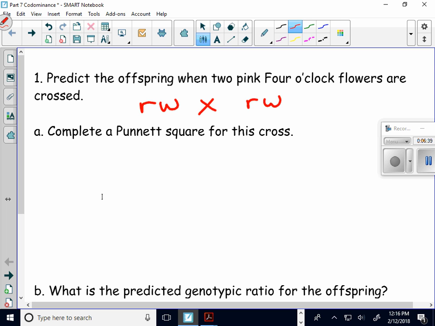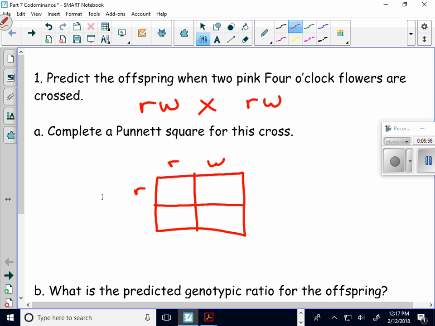Well, you can go ahead and make your square. I'm going to go ahead and do my Punnett square up here. I'm dealing with a monohybrid cross, so I know I only need this box. And I have my gametes. Could be an r, could be a w, could be an r, could be a w. And when I perform my square, I get a square that looks like this. Would you agree with me?